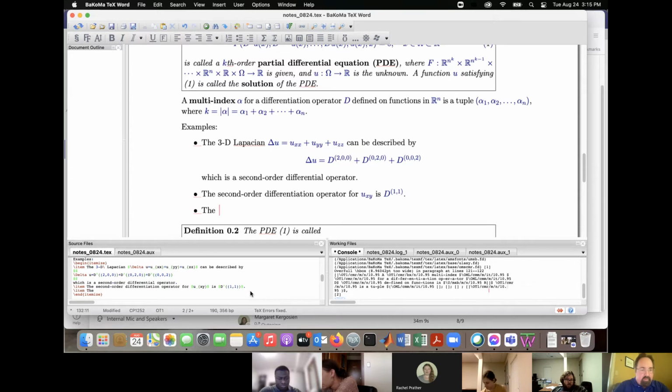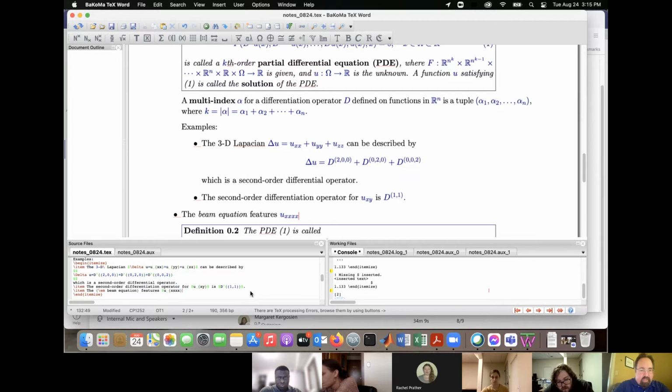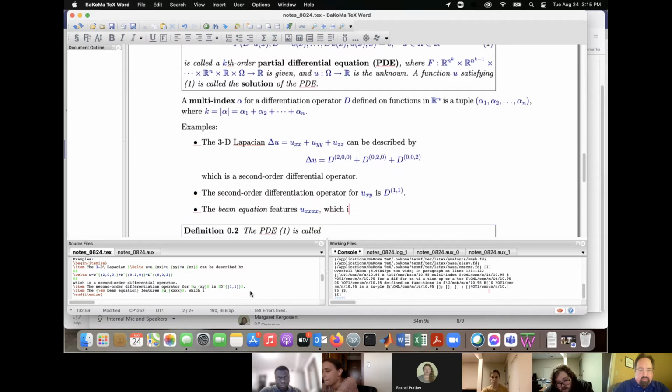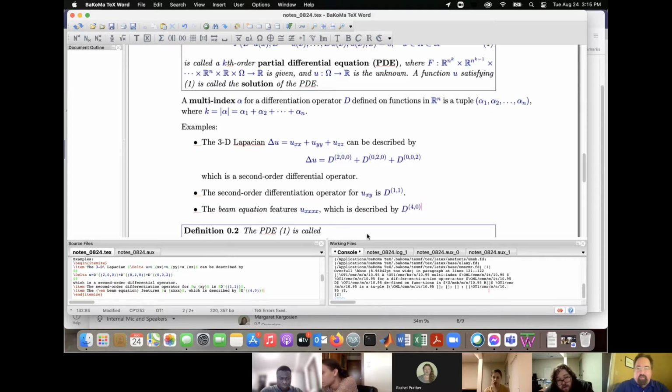One more. The beam equation features, and I'll show you that a little later, a fourth derivative with respect to x. D40. So fourth order with respect to x.